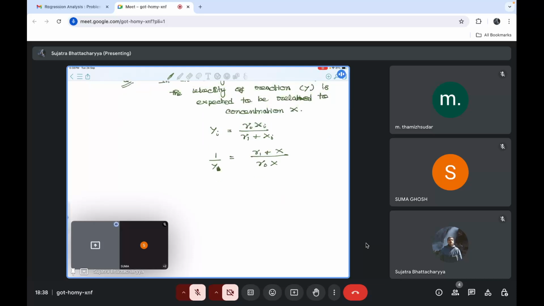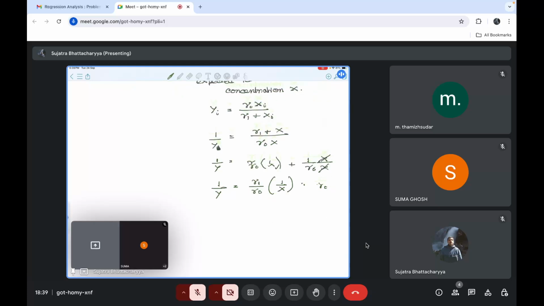Okay, if you want, you can keep i. If you don't want, just remove i for the time being. So this 1 by y will be therefore gamma 1 by gamma naught times 1 by x. Can I write like this? Yes. Plus 1 upon gamma naught x divided by x. This can be cancelled out. So finally, if I write, it will be gamma 1 by gamma naught times 1 by x plus 1 upon gamma naught. This is how we can write.